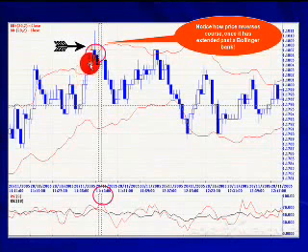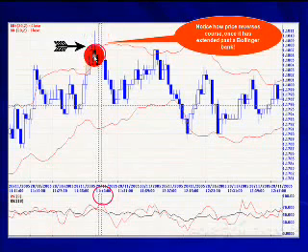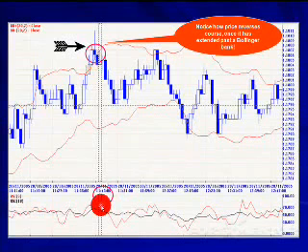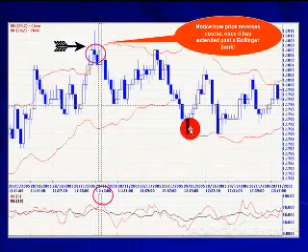Here we have price cycling higher. Price exceeds the upper Bollinger Band in the form of an inverted hammer or a shooting star, all the while RSI goes overbought. That's a good place to go short, because invariably price will pull within the upper Bollinger Band and retrace to the lower Bollinger Band. Here's an example of a long scalp.